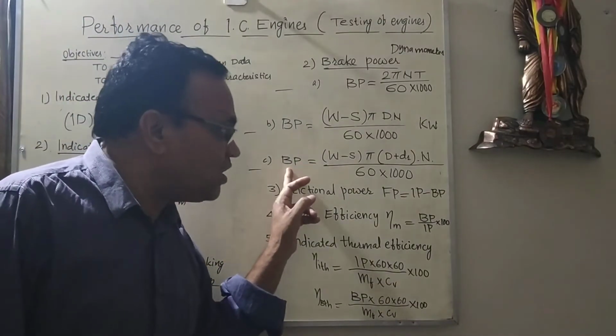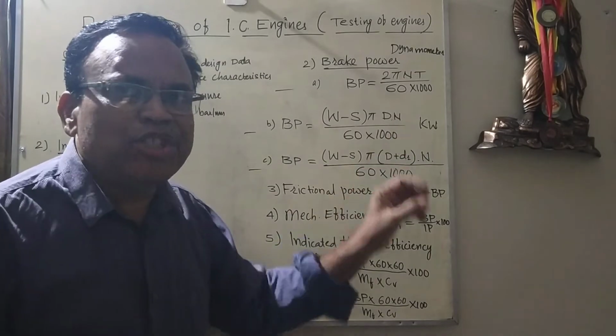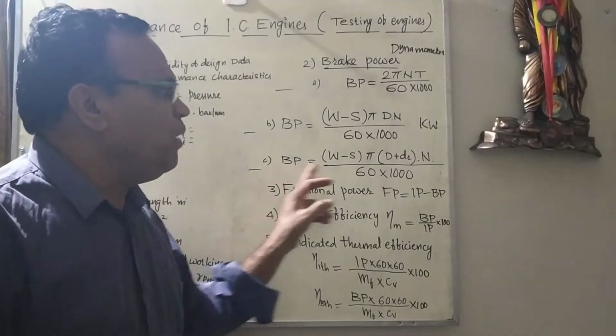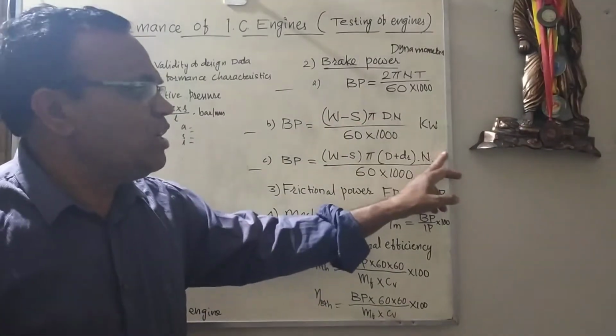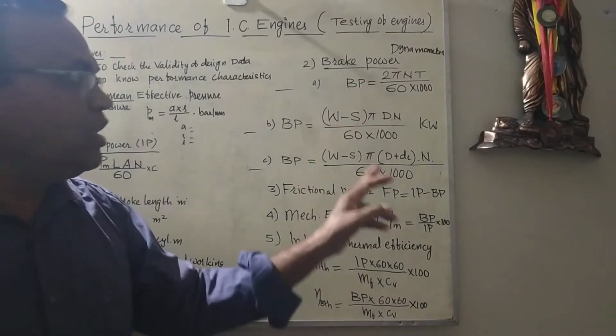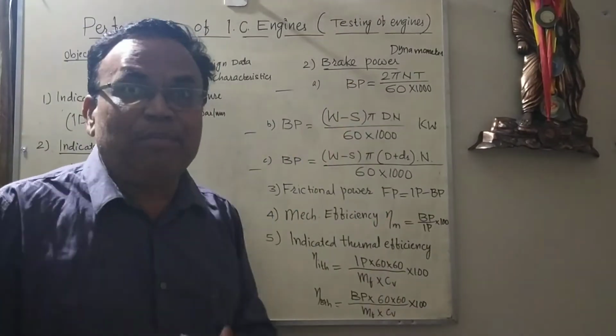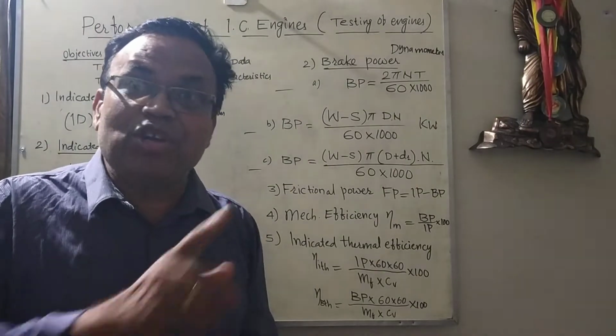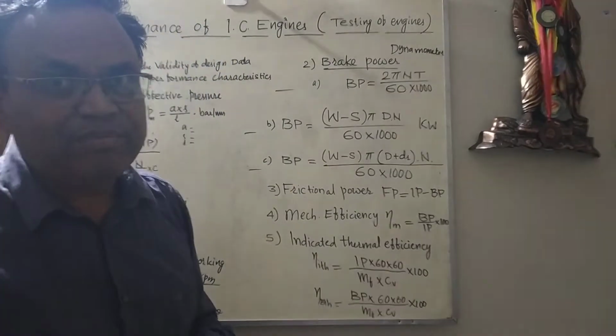But here in case C, with rope dynamometer consideration, we are calculating the BP of an engine in kilowatts. RPM is the same here. No divided by 2 because this is available at the engine crankshaft. The power available at the engine crankshaft is called brake power, the output power.